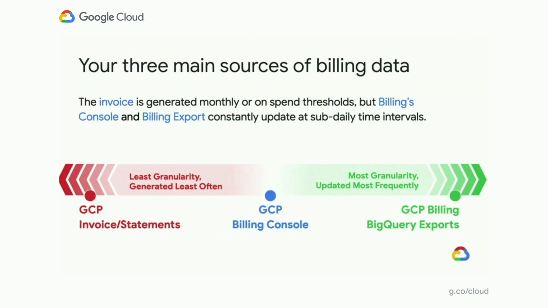If we simplify, there are 3 main simple methods to take a look at your costs and billing data. In just a moment, we'll dig deeper into each, but we of course have the GCP invoice and statements. We have the UI and the billing console that contains reports, tables, and views. And then finally, we have the GCP BigQuery billing export, the most granular and frequently updated source of data in this group of 3.